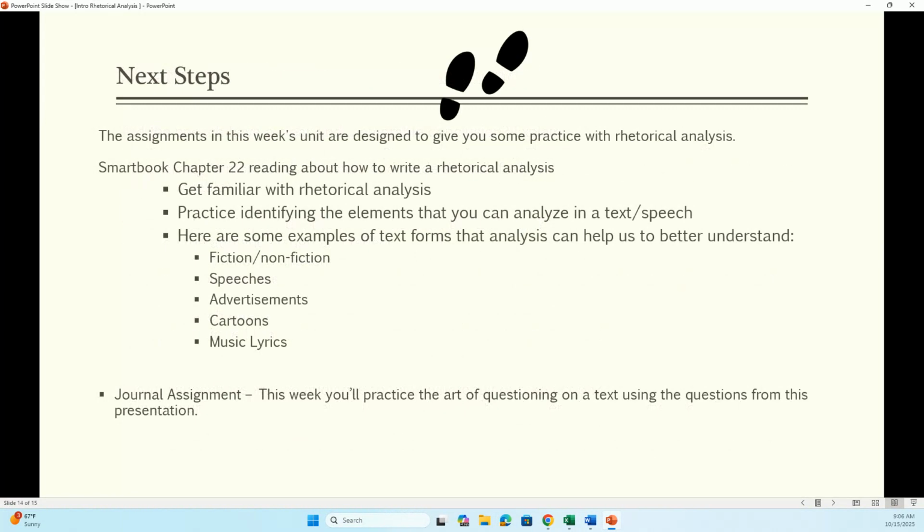So that is an example of how you can use those questions to dig deeper and do an analysis and understand your text better. And that's what we're doing this week. So you have some assignments you're going to work on. The Smart Book is introducing you to the concept of rhetorical analysis and how to write one. We'll come back to that, so don't get too bogged down in the specifics of that. We will learn more about this.